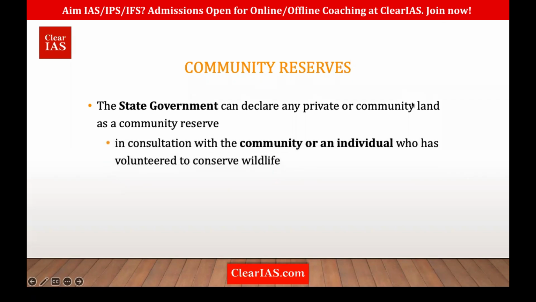So the best example is the sacred groves. It's there in Meghalaya. It's there in the state of Kerala. Sacred groves are an example. Also, the Miyawaki forest could be declared as a community reserve. Whenever it is declared, the state government has to get permission from the community or an individual. So we have national parks, wildlife sanctuary, conservation reserve, and community reserve. Don't get confused between conservation reserve and community reserve.